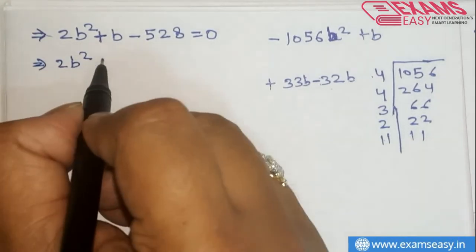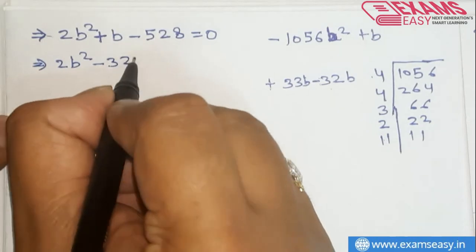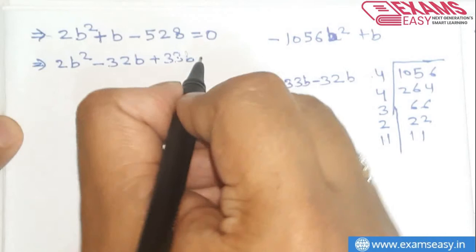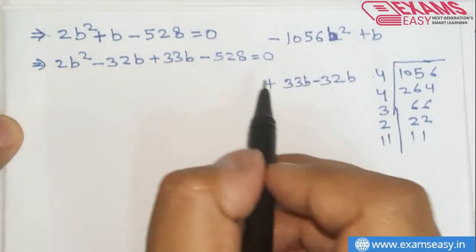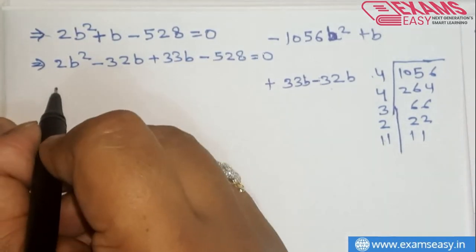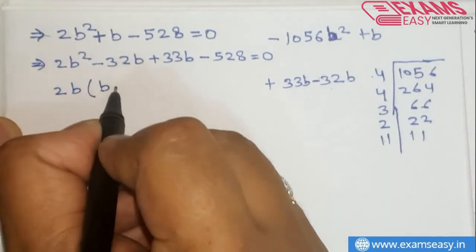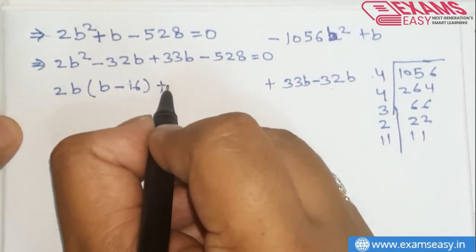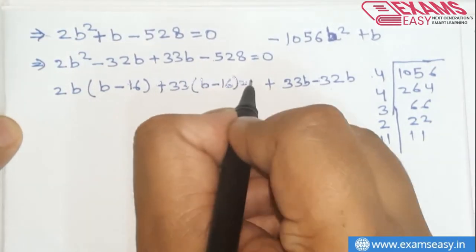2B square minus 32B plus 33B minus 528 is equal to 0. So this will be the factorization of this. Let us take 2B as common, then within the bracket we get B minus 16, and if we take 33 common here, then we are getting B minus 16 is equal to 0.